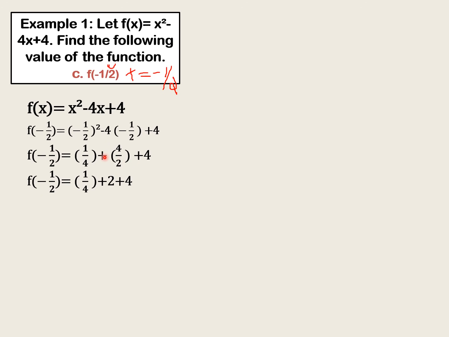Okay, next. Simplify pa natin kasi kailangan natin ng simplified value. Okay. So, rewrite lang natin ulit ito, which is equal to, copy lang, 1/4 plus 4 divided by 2 is 2 plus 4. Okay? Tapos, yan. So, f of negative 1/2, to stay lang kasi to eh. Okay? Which is equal to 1/4 plus, ito, sandali lang naman kasing i-add, so this becomes 6, right?